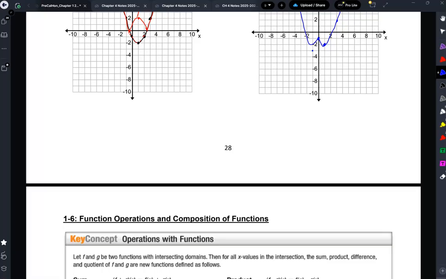So your homework for this is a worksheet.